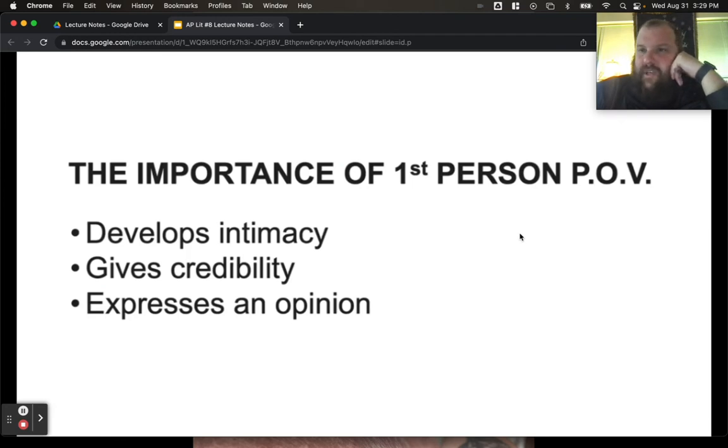This person was actually there. They actually saw the mugging happen. Or this man is talking about his own wife and this friend from the past. Well, we start to think, well, obviously I'm going to trust them because they were there and they saw it happen. Right. And it expresses an opinion. More opinionated pieces are going to typically be written in first person because they are personal. They are highly personal, and usually, so those are the strengths, the importance of first person point of view.